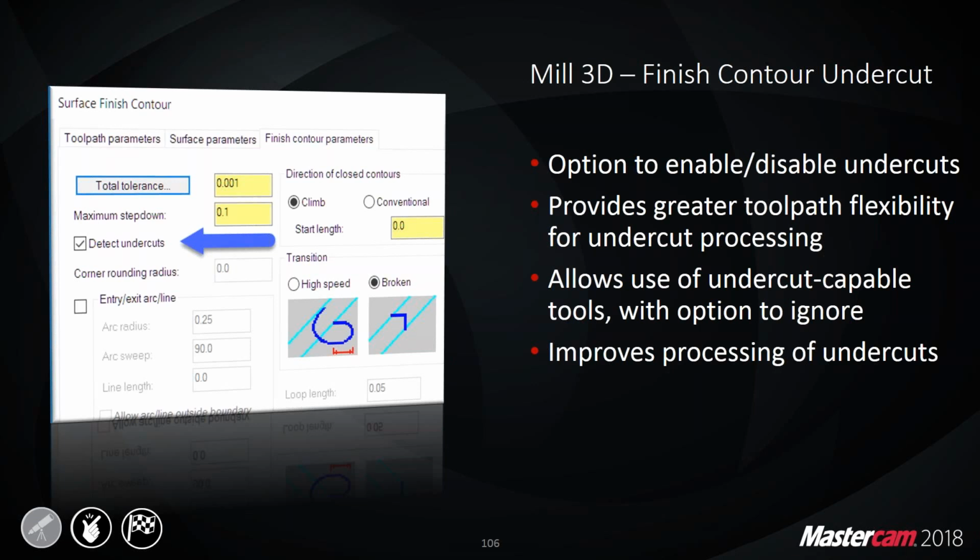And I had an example here, and I don't have it in the webinar, but I had a part for a customer I did a couple of years ago and threw it into 2018 as a test. The toolpath calculated in about 30 seconds in 2018, where it was closer to 5 minutes back in X9 when I did it originally.